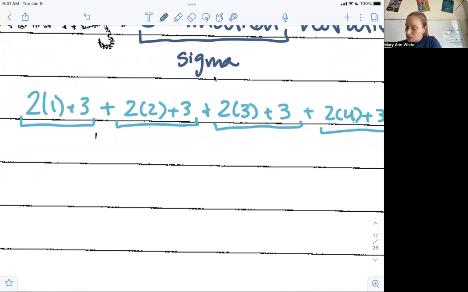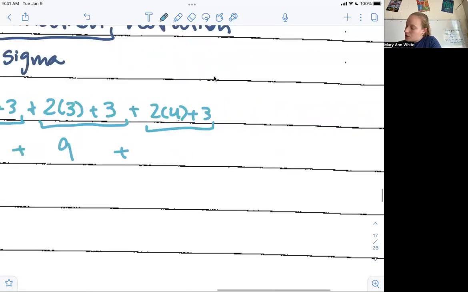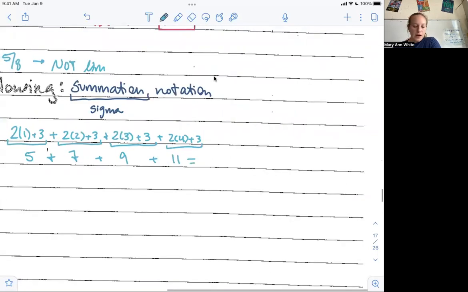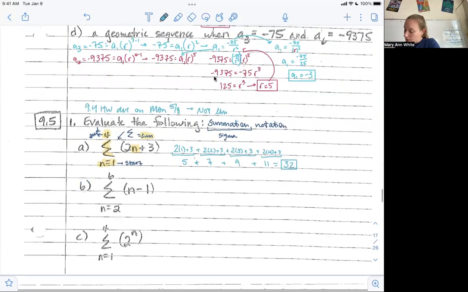2 times 1 is 2, 2 plus 3 is 5. 2 times 2 is 4, 4 plus 3 is 7. 2 times 3 is 6, 6 plus 3 is 9. 2 times 4 is 8, sorry, 8 plus 3 is 11. You get the gist. And then we're going to add them together. You can do that in your calculator. It's just going to be 32. Or you can do it by hand. I don't really care.